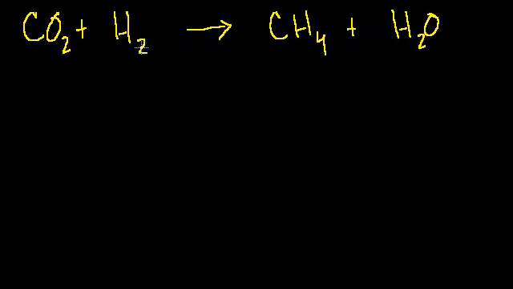Carbon dioxide plus hydrogen gas yields methane plus water. So let's deal with the carbons first. I have 1 carbon here, 1 carbon there. The carbons look happy. Let's look at the oxygen. I have 2 oxygens here, and I have 1 oxygen there. So I want 2 oxygens here, so let me stick a 2 there.